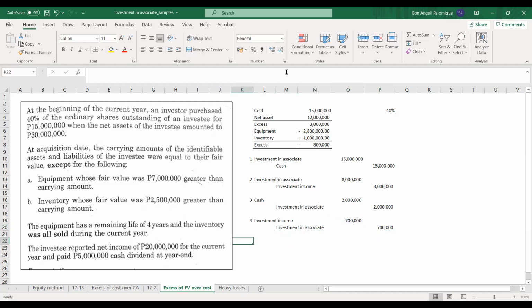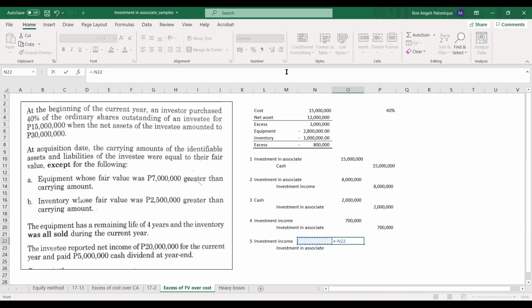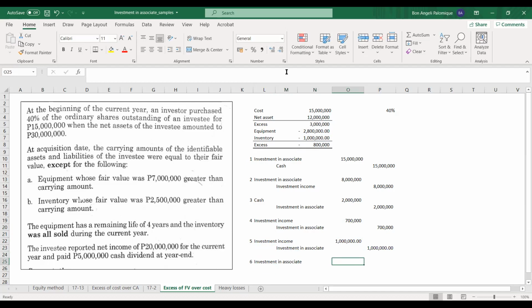Next is to record the inventory. This 1 million we reflect in full because the inventory is already sold according to the problem. So, debit investment income and credit to investment in associate. So, the remaining excess of 800,000 will be reflected in our investment in associate. Credit to our investment income, 800,000. Okay, so that's all for this problem.